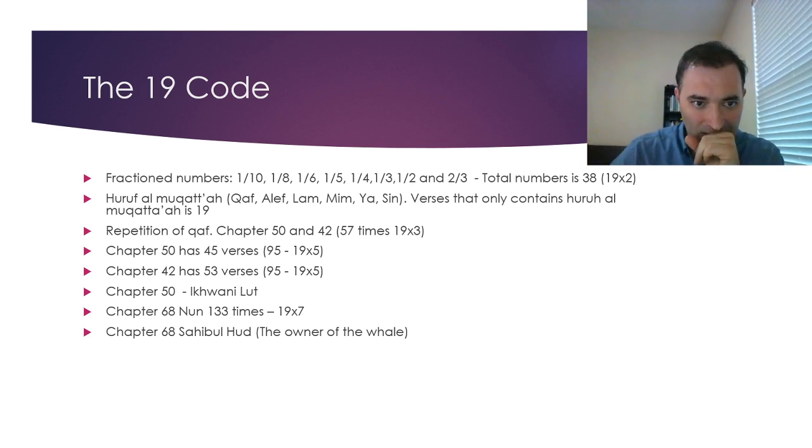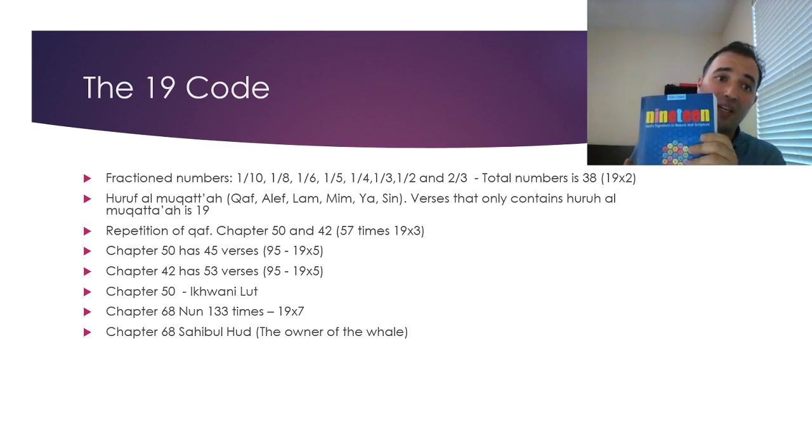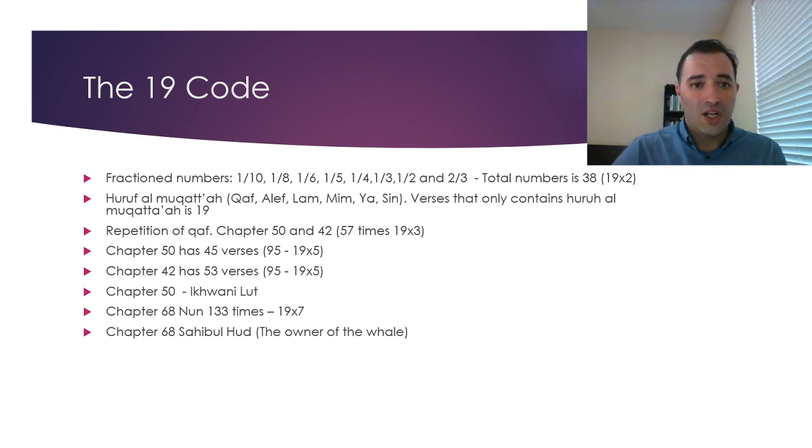All right, so let's start with some interesting information, which is not limited to what I'm going to show you. The rest of those repetitions you can find in this book. For example, chapter 50 starts with the huruf al-muqatta', the letter Qaf, which is like Q in English. It starts with Q and it's a single verse. Okay?